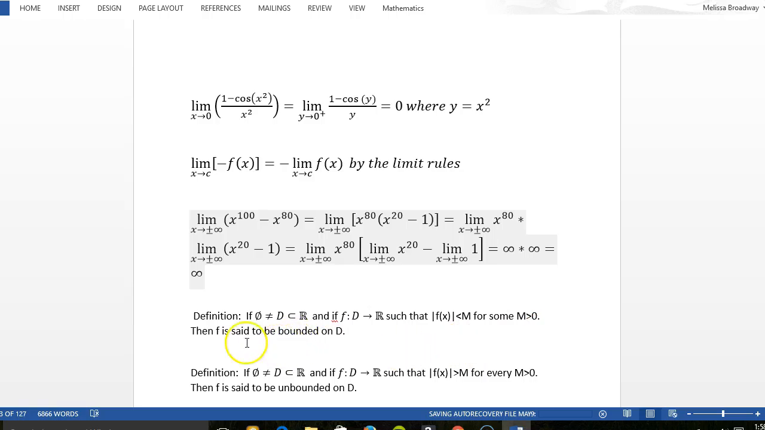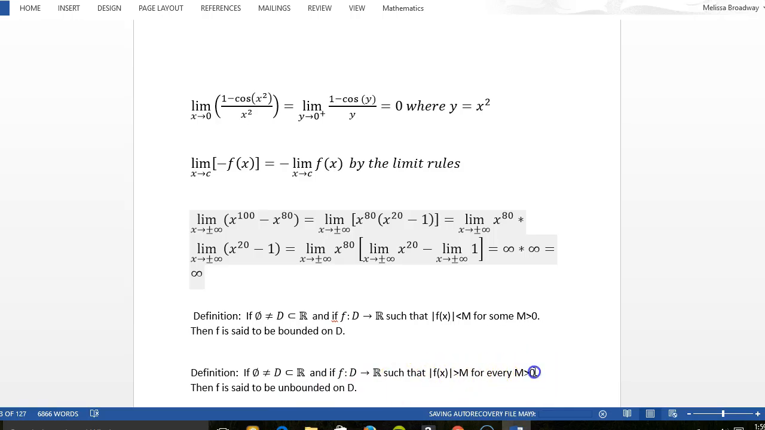Just for convenience, I'm going to insert a definition here. If D is a non-empty subset of the reals, and if F is a function from D to R such that the absolute value of F is less than M for some M greater than 0, then we will call F bounded on D. This is just a definition. There's no proof here, theorem, or anything like this. Now, if D is a non-empty set, and if F is a function from D to R such that the absolute value of F of x is greater than M for every M greater than 0, then F is said to be unbounded on D.